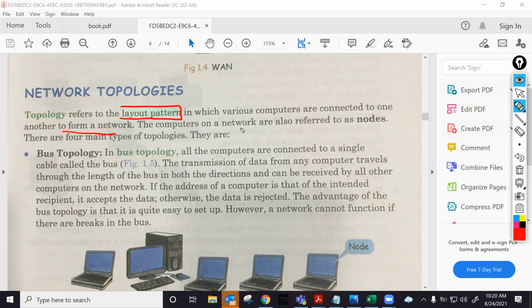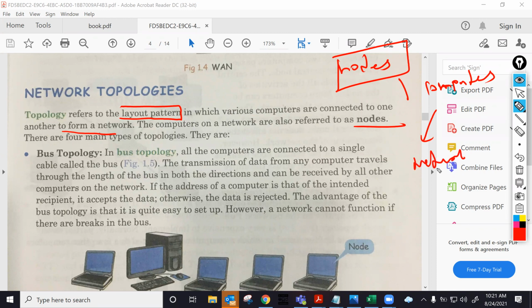These computers in the network are also called nodes. Remember, nodes mean computers. You can say a node is a computer that has network facility enabled, or that we can connect to the internet. That is called a node. If you read some books, sometimes they say computer nodes, which means the computers. That's the idea.